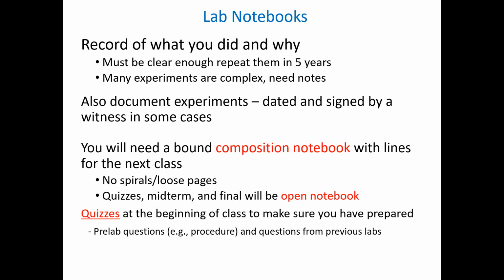Sometimes a company or a patent might be involved, and it might be that the notebooks need to be dated and signed by a witness. For you, you'll need a bound composition notebook with lines for the next class, something like the marble covered notebook that you had in probably 5th grade, although you can have sparkles and puppy dogs or whatever on it. You cannot have a spiral notebook, no loose pages. The whole point is to make sure that you show all your data and you're not hiding it. So you need a notebook where it would be obvious if you ripped pages out.